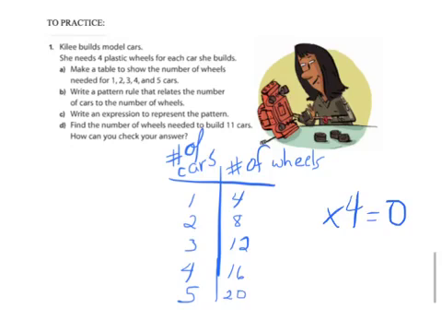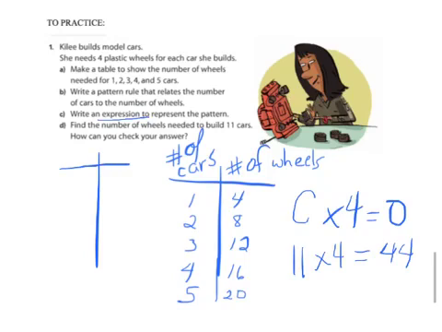Now we want a letter to represent that, so we have an expression. So I'm going to put C because that's what we're talking about, the number of cars, times 4 equals the number of wheels. Now let's try that for 11. 11 times 4 equals 44. And then to check, we could extend our table to see if that's going to work. So I ran out of room there. I'm going to go 6, 7, 8, 9, 10, and 11 squished in there.